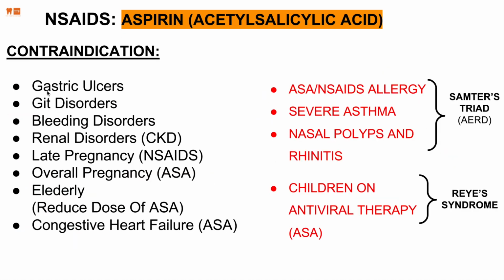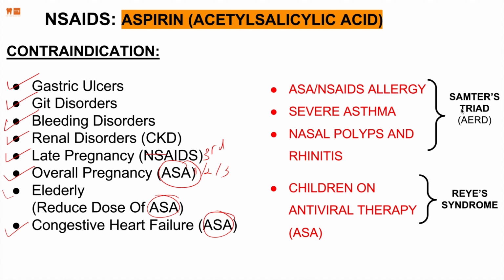Contraindications. Gastric ulcers, some of these we may be very familiar with. It's the exact same list, right? Gastric ulcers, GI disorders, bleeding disorders, chronic kidney disease, renal disorders. Late pregnancy is only the third trimester for NSAIDs. And for aspirin, remember, in the first, second, and third trimesters, no aspirin. In the elderly, remember to reduce the dose of aspirin. And in congestive heart failure, please don't use aspirin.